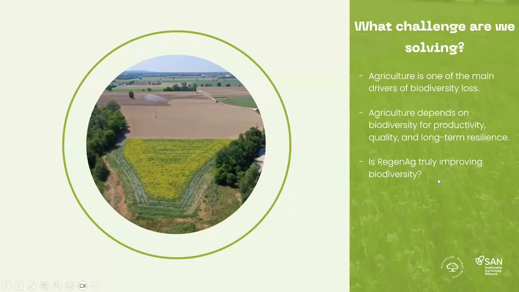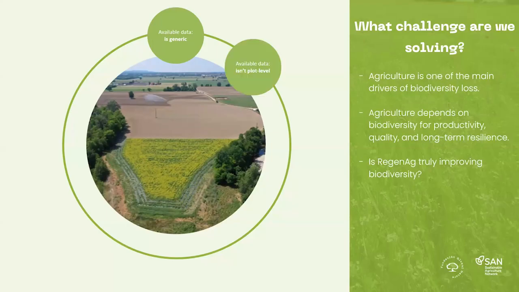What challenge are we solving? Agriculture is one of the main drivers of biodiversity loss, but agriculture depends on biodiversity for productivity, quality, and long-term resilience. So is regenerative agriculture, for example, truly improving biodiversity? The thing is that, as I said, existing methodologies or existing data is super generic, so they don't comply with the necessities of measuring in highly dynamic agrarian ecosystems, as the one that you see below.